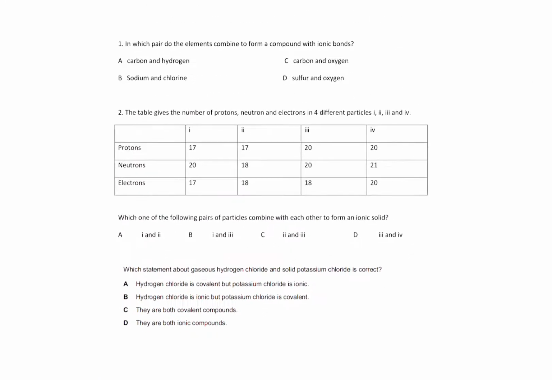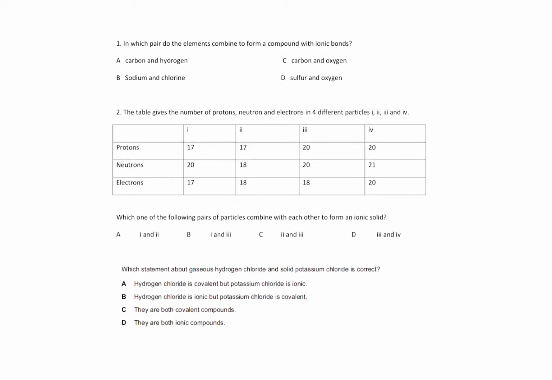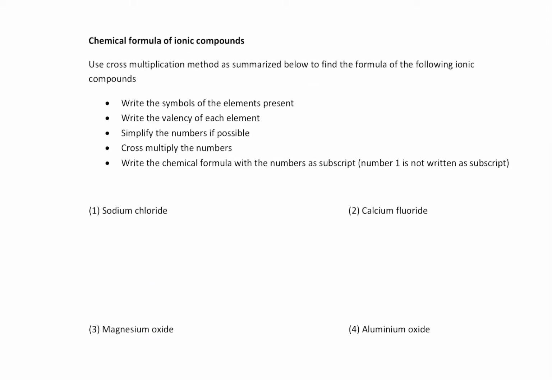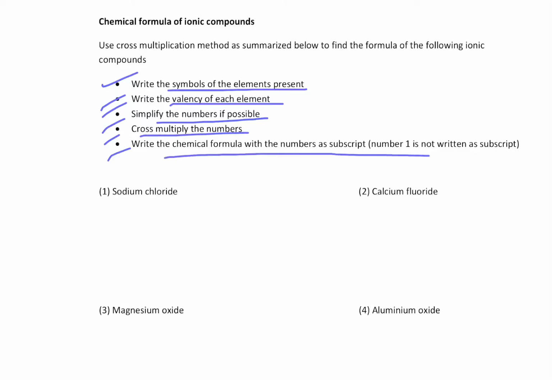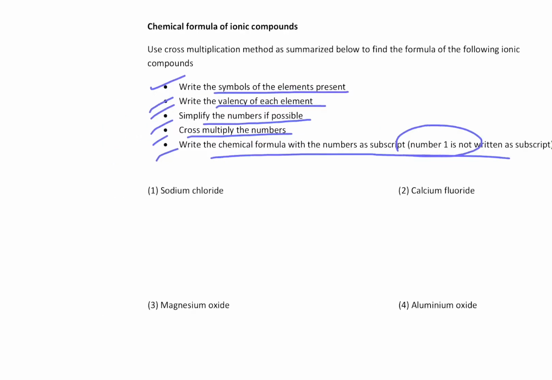So these are a few questions concerning ionic bonding. Before we look at ionic bonding, let's see chemical formulas of ionic compounds. Okay, that's Form 3 content, and I'm just going to go through that again. These are the instructions. You write the symbols of the elements, the valency, simplify if possible, cross multiply, and write the formula. Number 1 is not written, same as we did in Form 3.